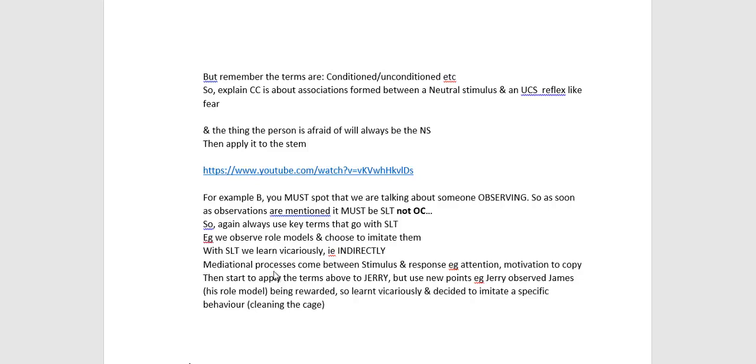We could also include other AO1 stuff, so other fact knowledge: mediational processes come between the stimulus and response. So here, between what the model does and how the person who's watching, observing, will respond to that, there are mediational processes like attention. Did they pay attention? Are they motivated? What has motivated them to copy? And then finally, once we've outlined a little bit, we then start to apply that to Jerry. So Jerry observed James, his role model, being rewarded, and so he learned vicariously and decided to imitate a specific behaviour. In this case, it was cleaning the cage. So outline a little bit first and then apply it.